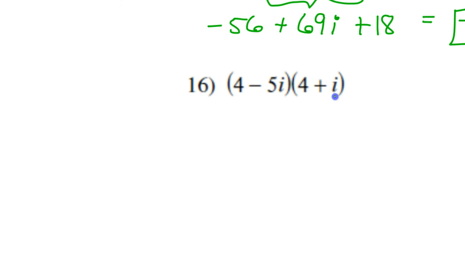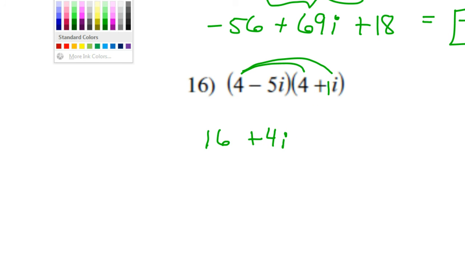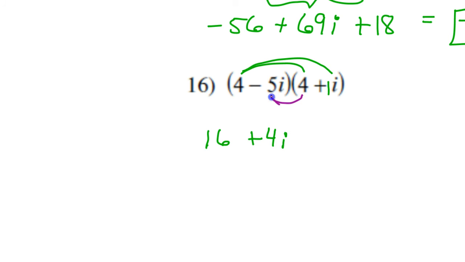Now this is a binomial times a binomial, so we will FOIL or double distribute. 4 times 4 is 16. 4 times 1i is 4i. All right, now we will distribute the negative 5i. Negative 5 times 4 is negative 20, so negative 20i. Negative 5 times 1 is negative 5, but i times i is i squared.